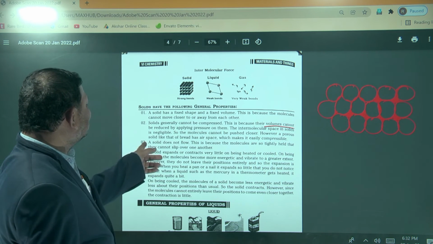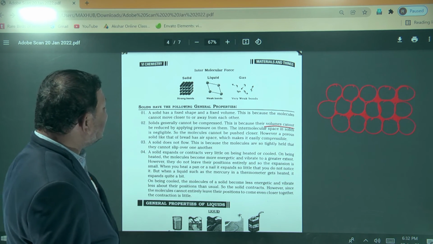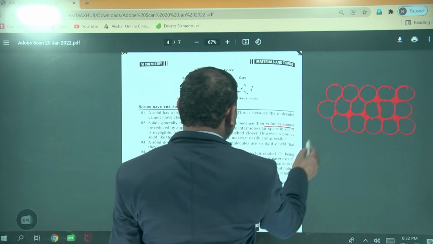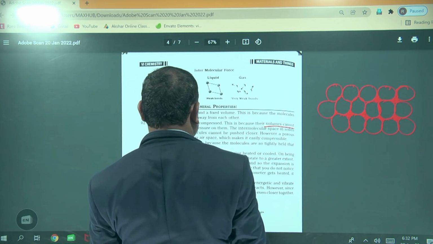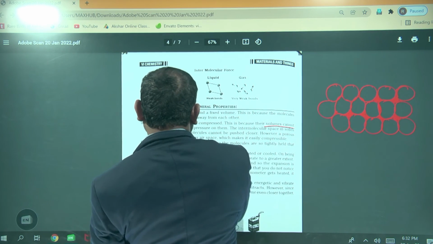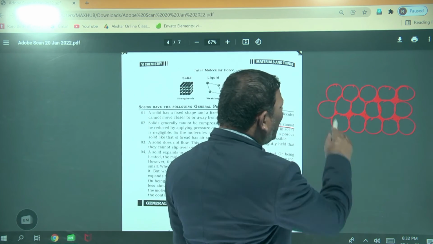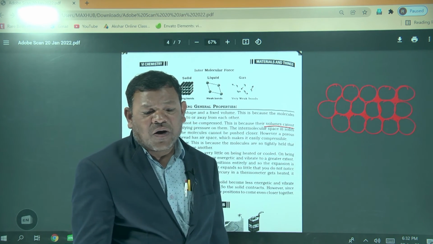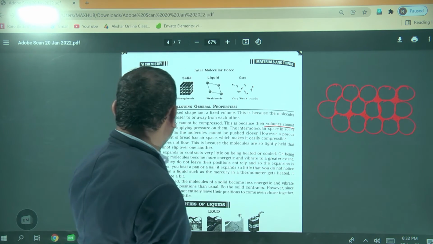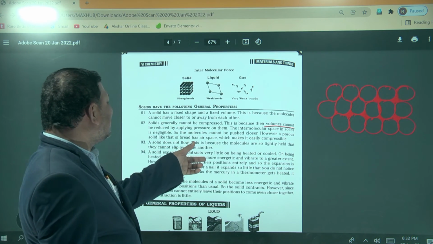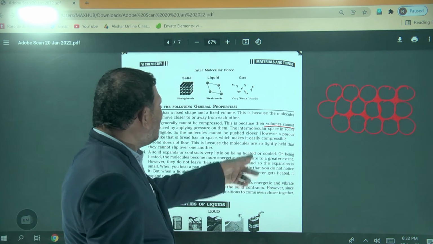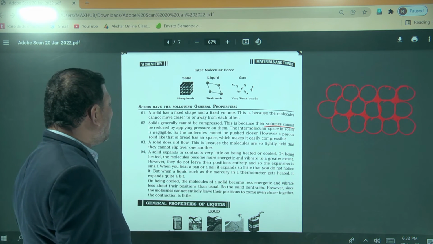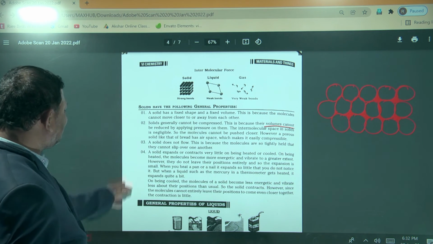Third point, solids do not flow. This is because the molecules are very tightly held in their positions. They cannot slip over one another. That is the third point: solids do not flow, because the molecules are tightly held and cannot slip over one another.